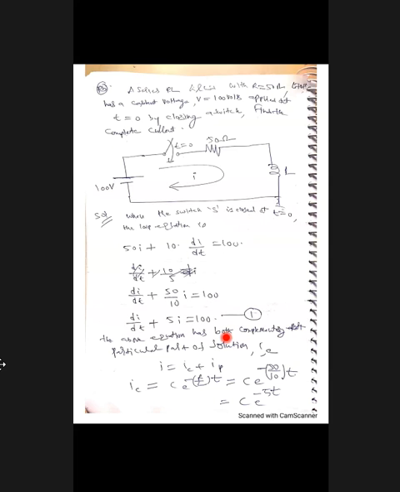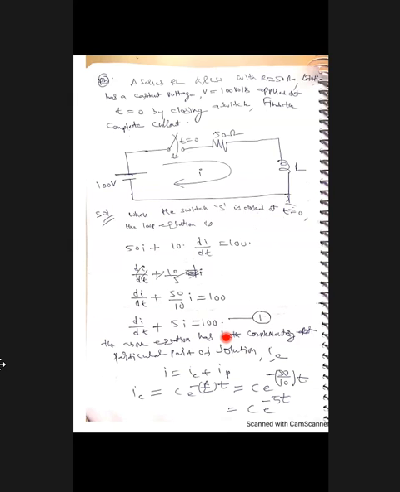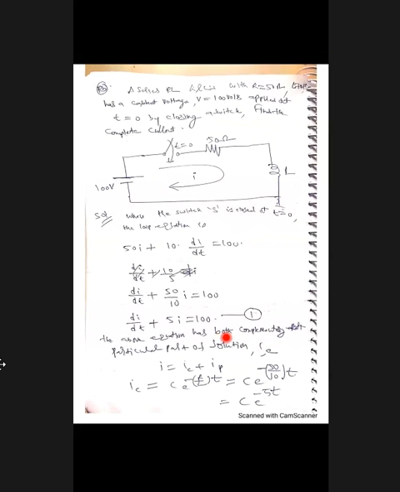Okay? So this is about the DC response of the series RLC circuit. Here I am going to do some problems. So here we see the problem. A series RL circuit with R is equal to 50 ohms, clear?